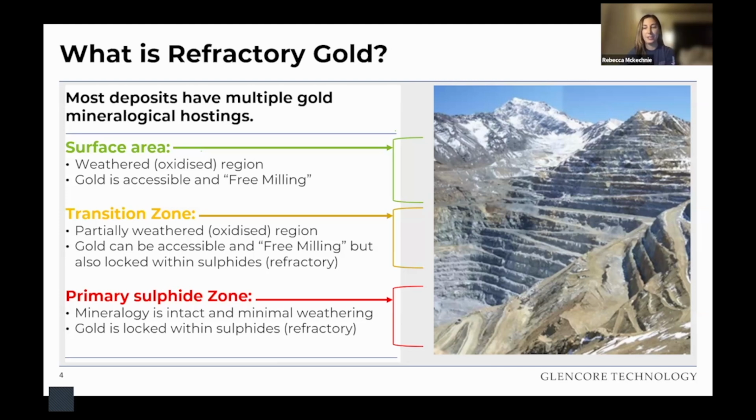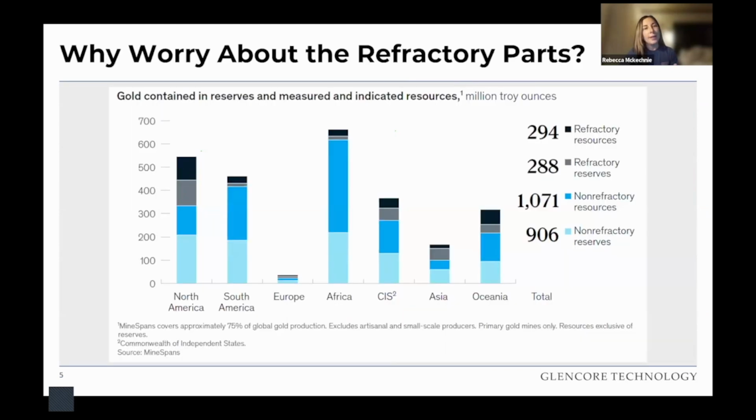this particular region. Despite the additional complexity in recovering gold from sulphide minerals, the treatment of sulphide deposits is still an important consideration, because these deposits constitute a notable percentage of gold contained in reserves and in measured and indicated resources. Particularly in regions like North America, you can see that refractory deposits account for more than a third of the contained gold in the region.